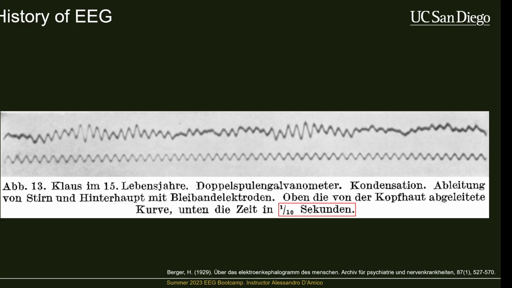This is a trace from some of the first EEG ever recorded. On the bottom here, it's in German, by the way, what it's saying is that he recorded this from his son, Klaus. And on the bottom, you see this trace, which is a perfect sinusoid wave, and it's oscillating at 10 hertz. And I know that because he's saying that the time in between each of these peaks is 1/10 of a second. And on the top, we see the EEG activity from his son.